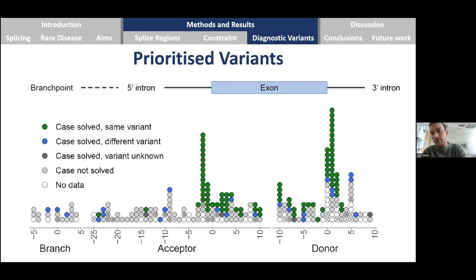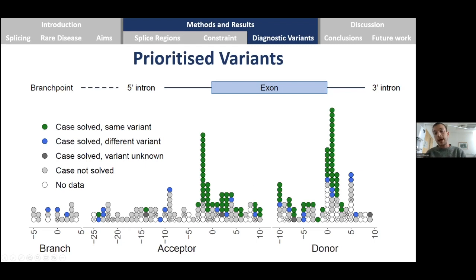Each dot on here represents a de novo variant that falls in the splice region of a known disease gene. In all, we found 258 variants, and the key take-home messages from this figure are, first, that our prioritization strategy did a really nice job of identifying already known diagnostic variants. These are the points in green. And there are a number of new diagnoses, at the time, still to be made from this data.